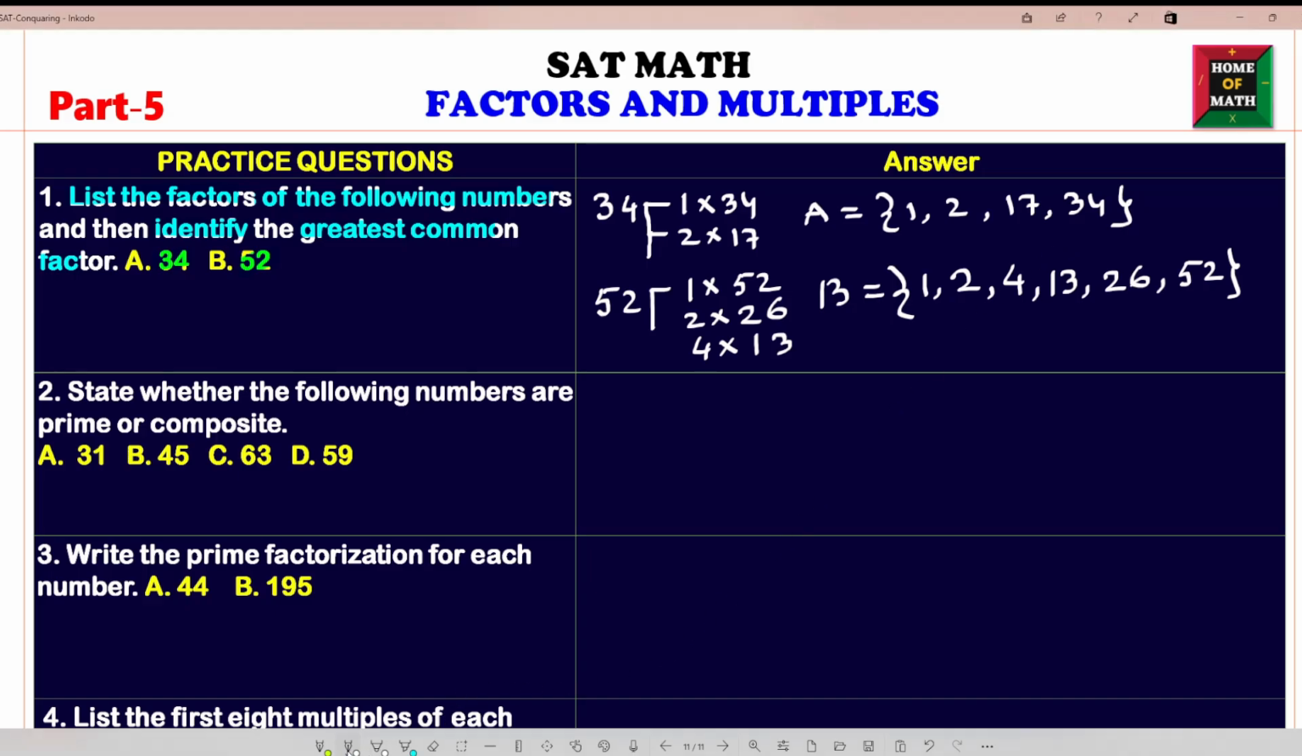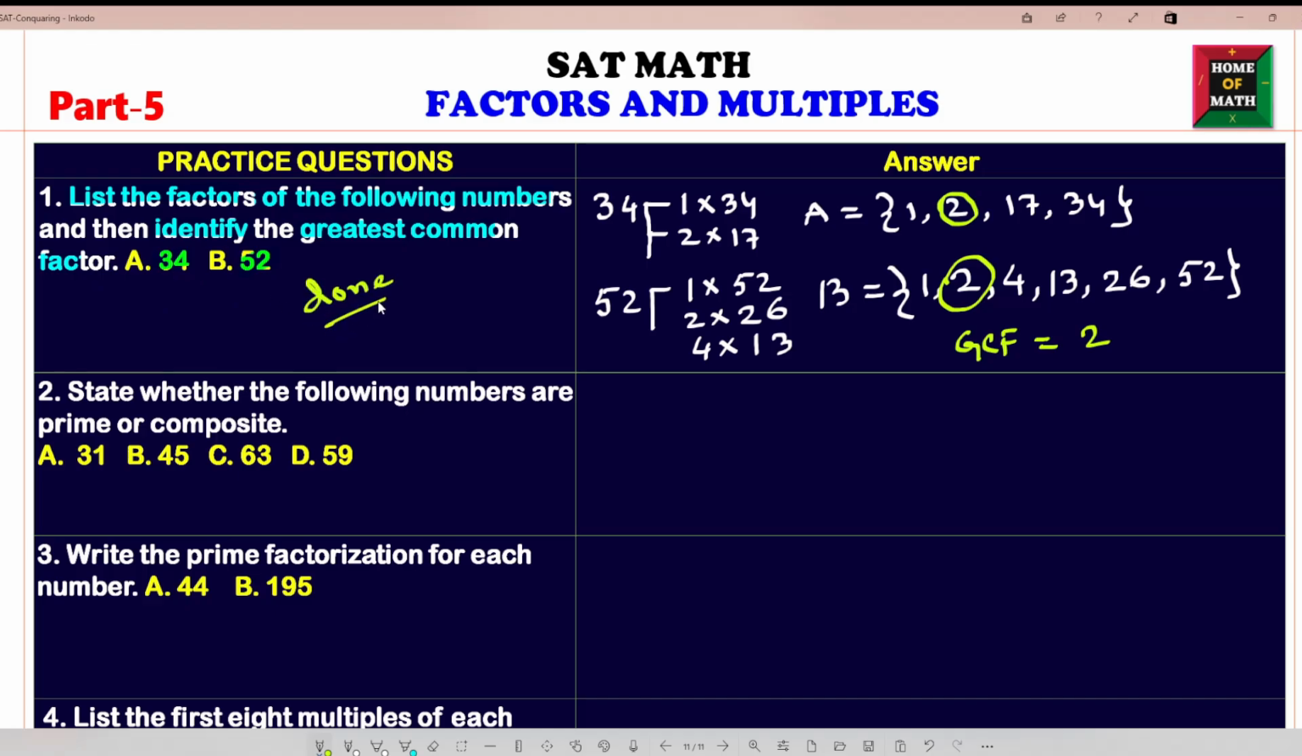So we already factorized 34 and 52. Now the question is to identify the greatest common factor. So the greatest common factor is 2, right? Because in B there is no 17 or 34, and in A no 4, 13, 26 and 52. So GCF, greatest common factor, is 2. Okay, so our answer is done.